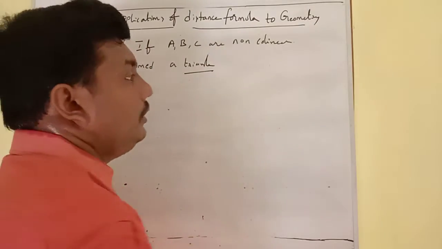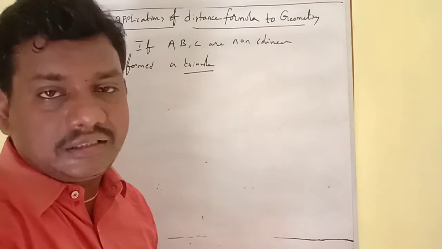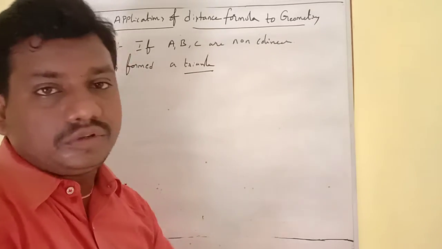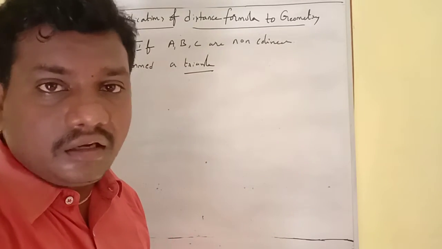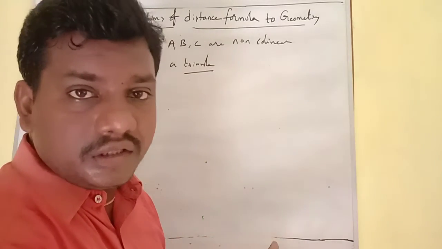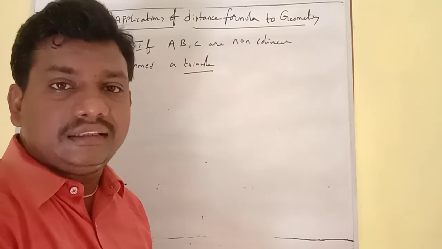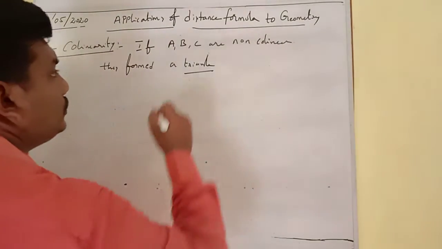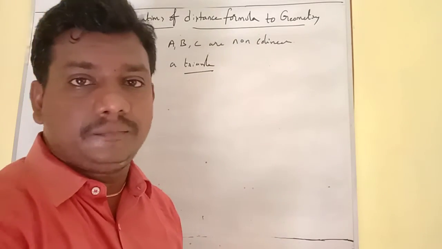We come across the conditions of a triangle based on the sides. The sum of any two sides is greater than the third side, and the difference of any two sides is less than the third side. Those conditions we already discussed in our basics of geometry video. You have to see that.